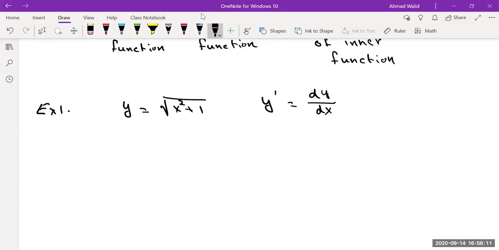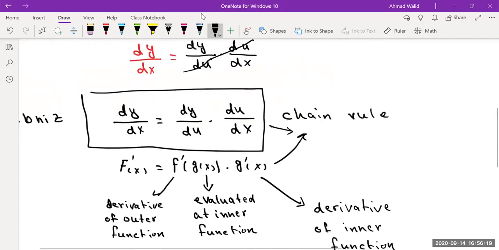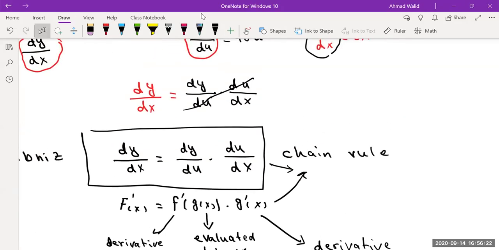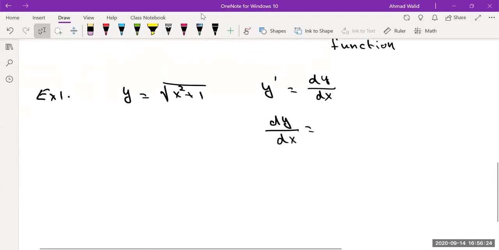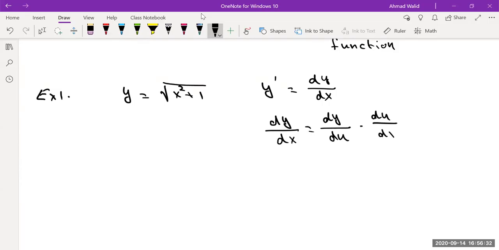Then what is my rule for the composite function? I have dy over dx equals, I just gave you the rule here, dy over du times du over dx, correct? Now, what is my step one? If you want to go this way, do it step by step. Step one, write it as a two function, correct? Outside function, inside function.